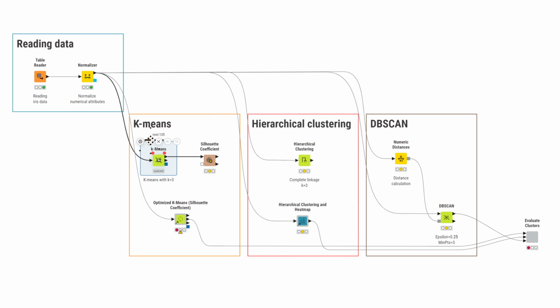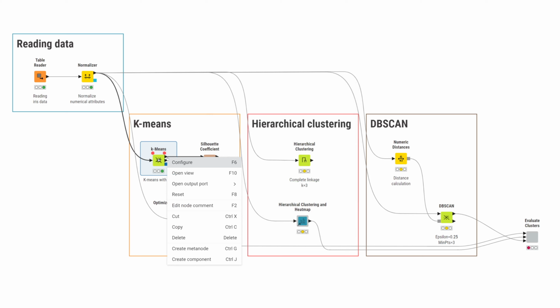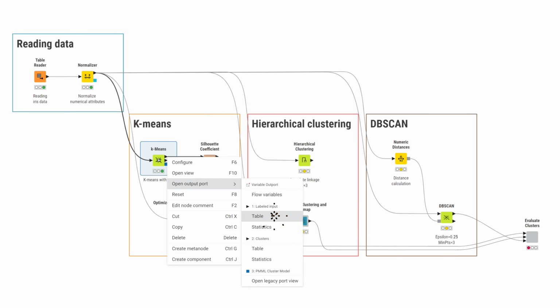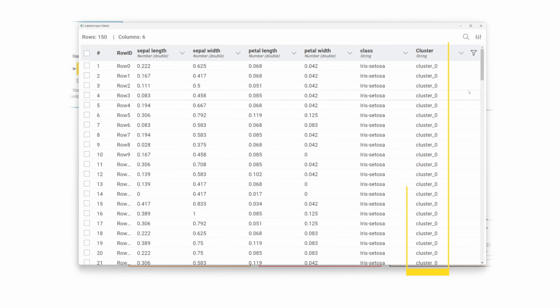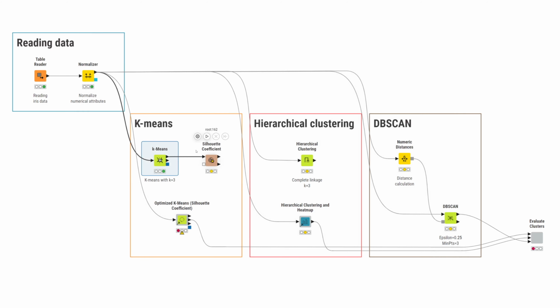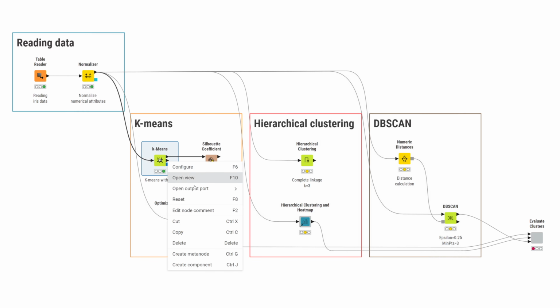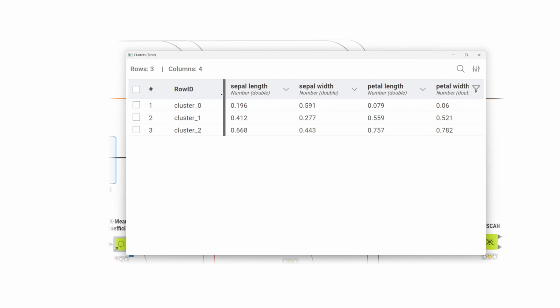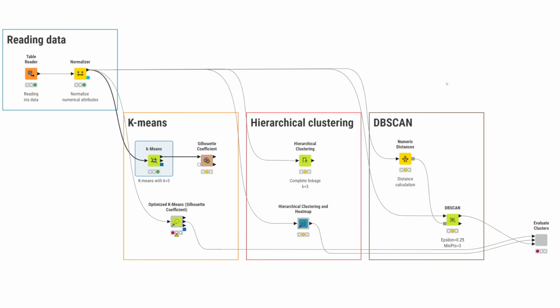The K-means node has 3 outputs. Cluster assignment for each row in the input data, column values at the cluster centers, a cluster model for applying the same clustering to new data.